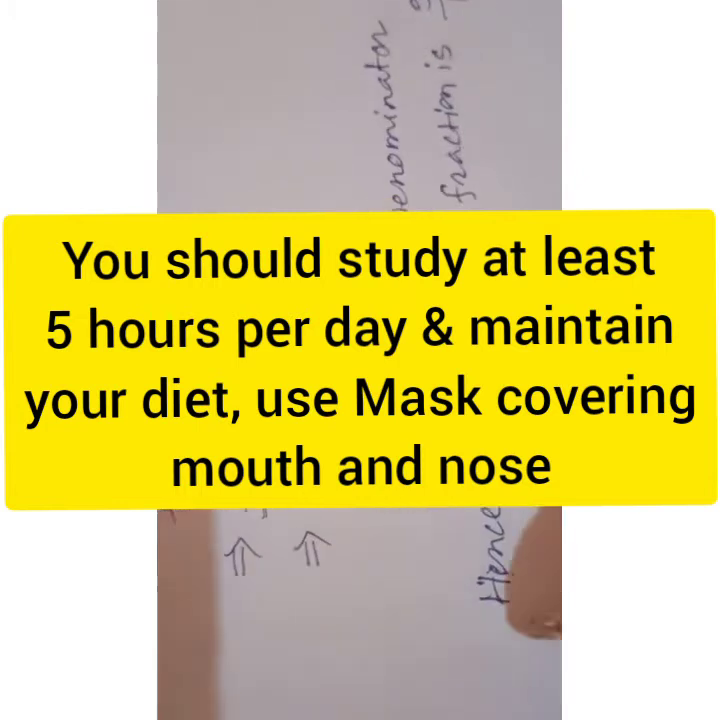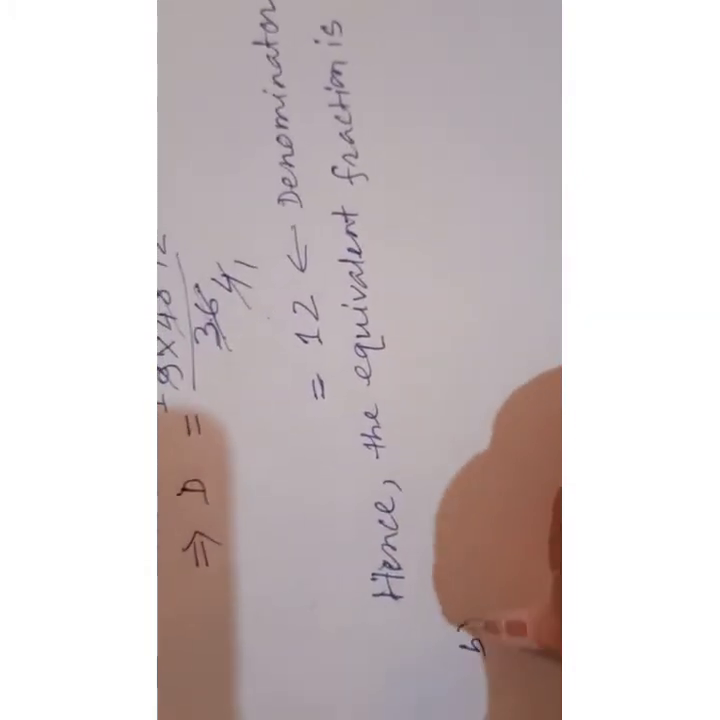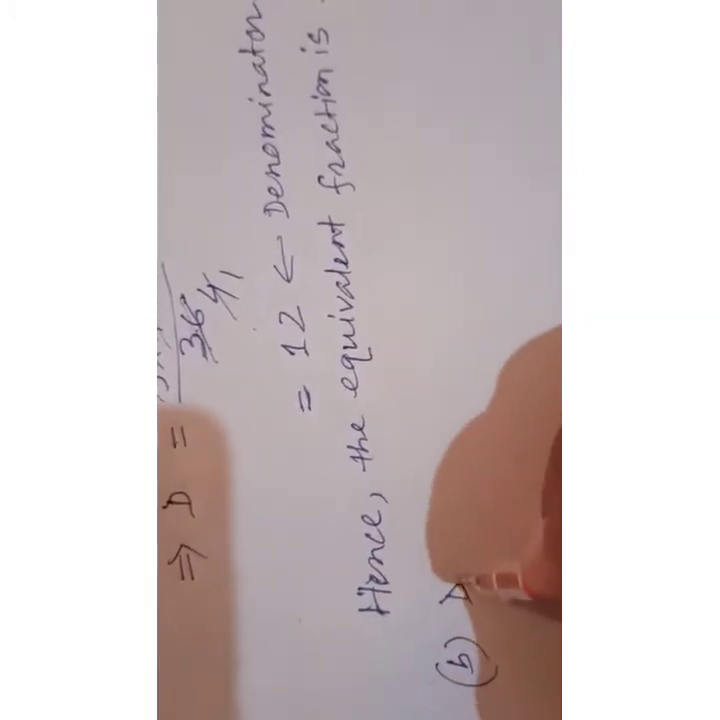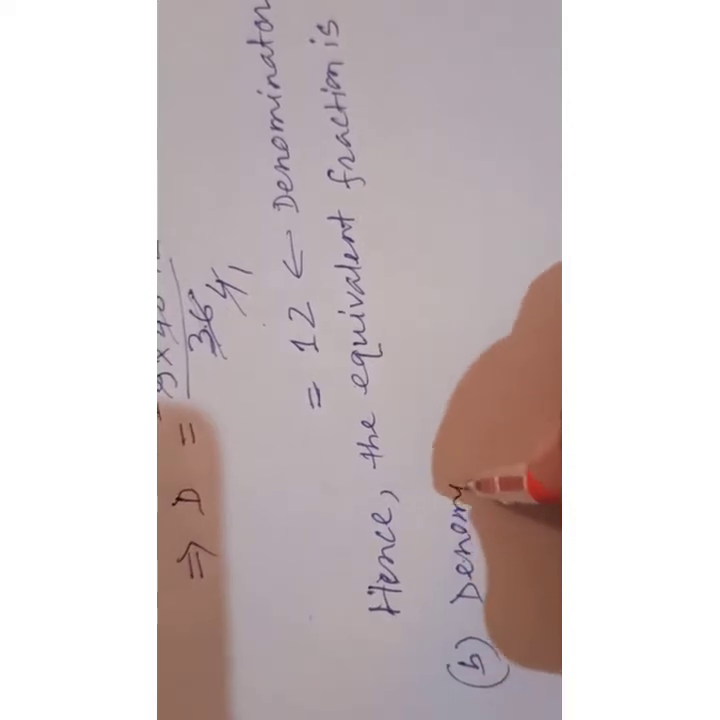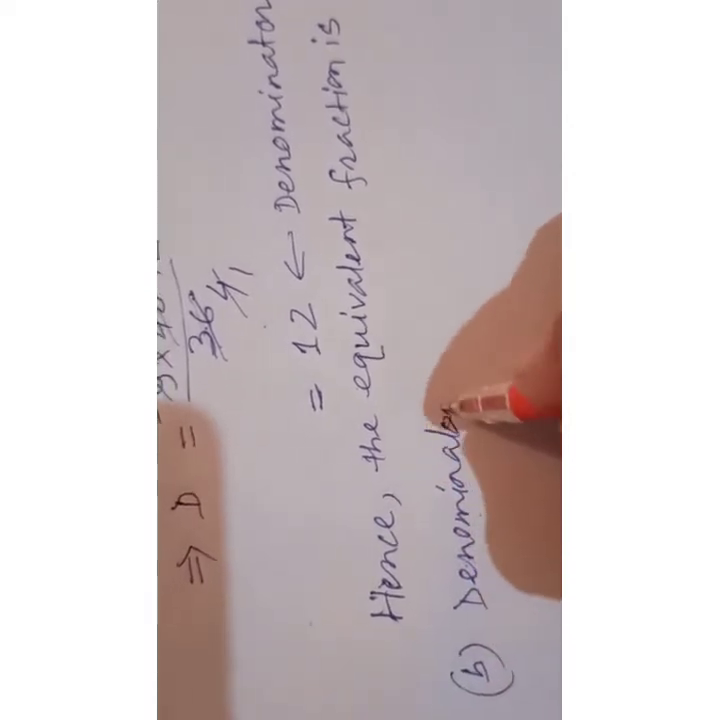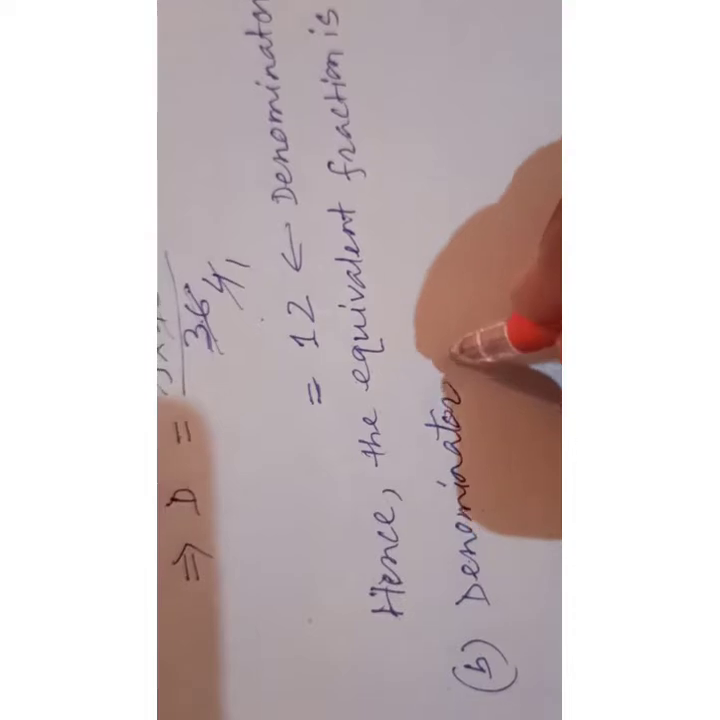In this question, one more part is given, that is question B. They have given the denominator. The denominator is given, what? 4.